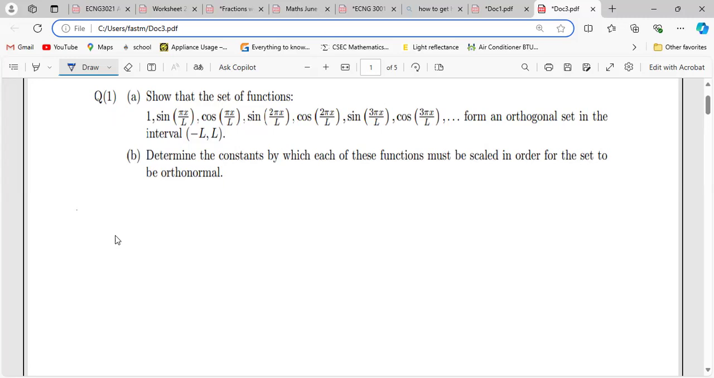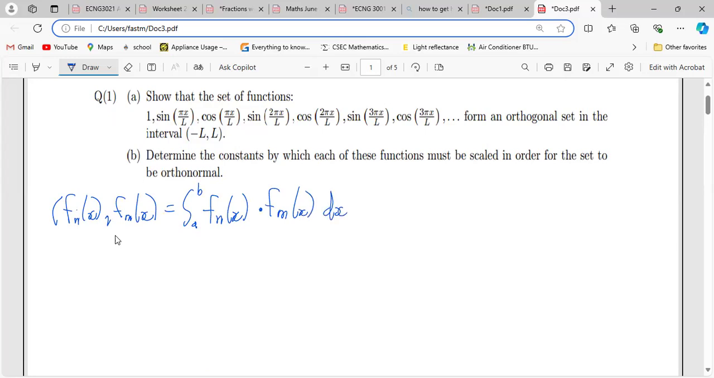You cannot use a number, because if you're trying to prove something that will work for everything, you have to use letters that you could use for any number. So you will use n and m. That is why in the definition it had fn of x times fm of x: the integral from a to b of fn of x multiplied by fm of x dx is equal to 0.